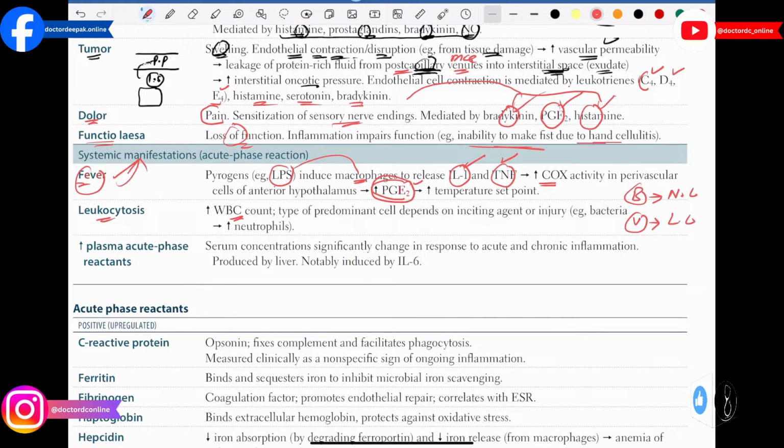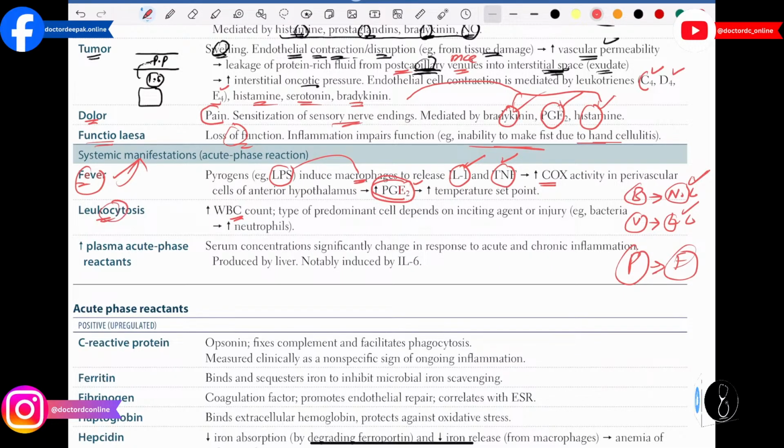If it is a bacterial infection, you will get the neutrophil cell count high. You guys have to remember this, because the predominant type of cell depends on the agent or injury. Like if it is bacteria, you will get the neutrophil count high. If it is a virus, you will get the lymphocyte count high. If it is a parasitic infection, you will get the eosinophil count very high. So these are the important examples in which a specific type of cell is going to be increased. So here they mention leukocytosis.